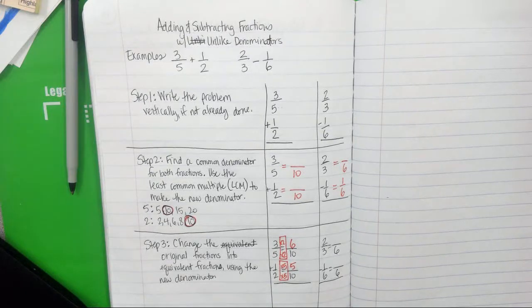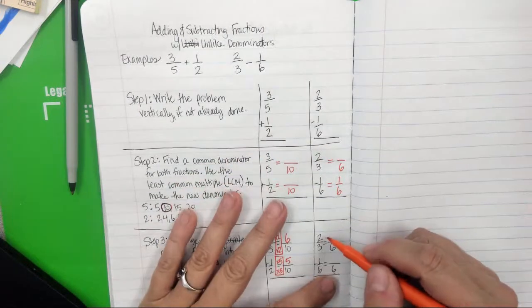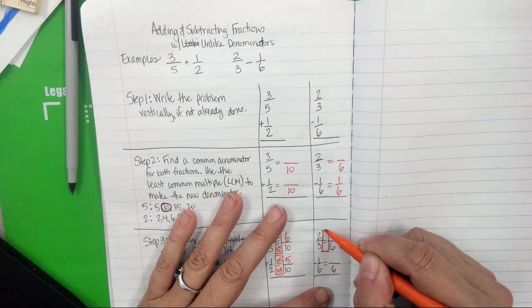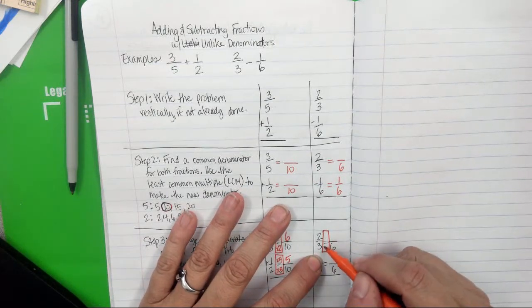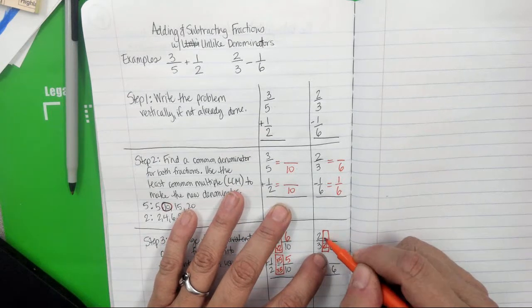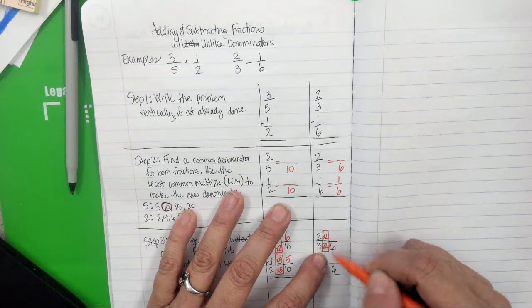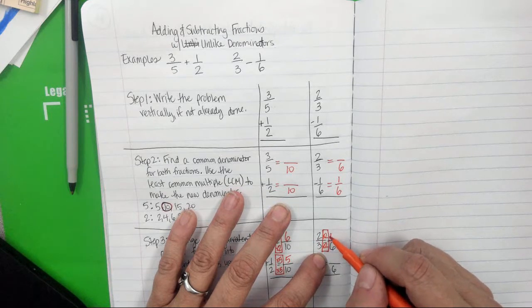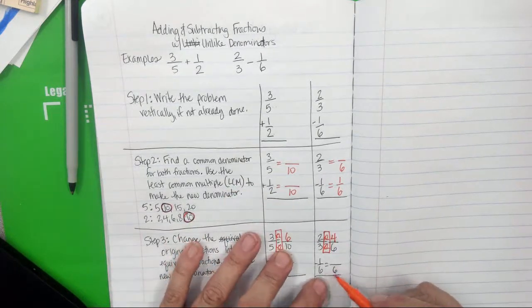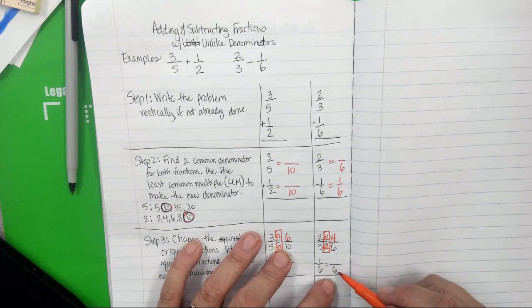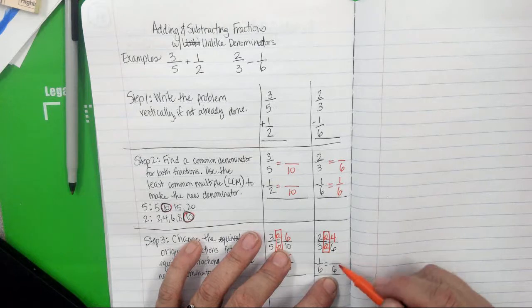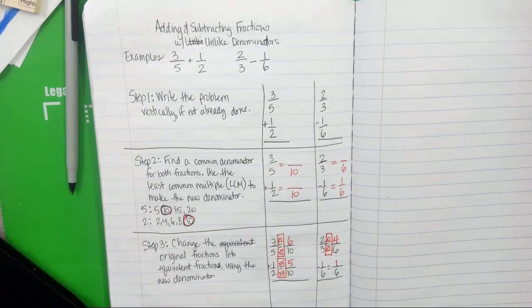Okay? Then on the other side, power of 1 again. 3 times what gives me 6? I heard somebody say it out there. 3 times 2. So 3 times 2 gives me 6. By the power of 1, what I do to the bottom, I have to do to the top. 2 times 2 is 4. Good job. Now, do I have to do anything here? This is already 1/6, and I'm using 6 as my denominator, right? Good. So all I do is just move over that 1.